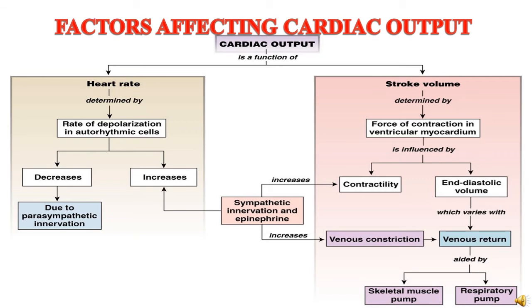The venous return is aided by two things: one is the skeletal muscle pump and the other is the respiratory pump. So this diagram basically tells us how different factors are affecting the cardiac output.